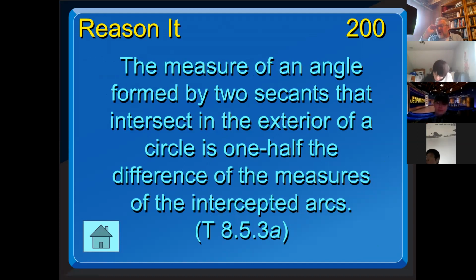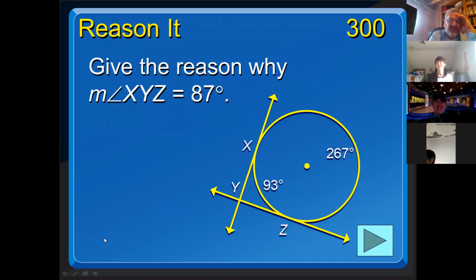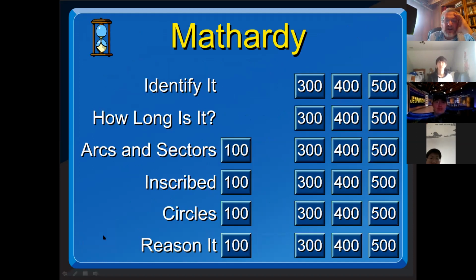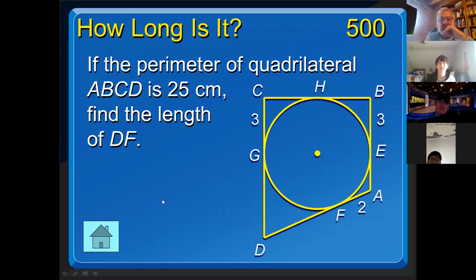All right, so what I'm going to do here, you're up by 1,000, Jason. If you get up by more than 1,000, I'm going to toss it back over to the other team. Okay, go ahead, Jason. 500. If the perimeter of quadrilateral ABCD is 25, find the length of DF.